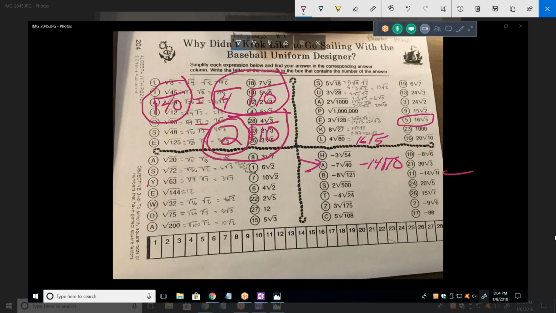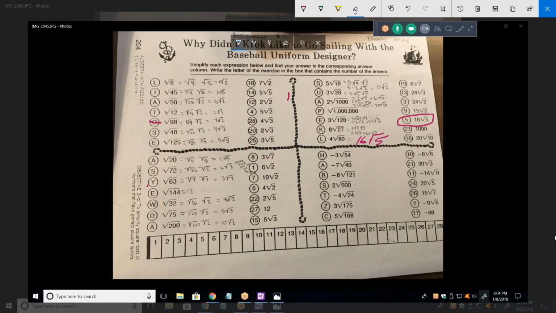Okay, how about the next one? What about the square root of 121? Ooh. Um, this is one you might not know, but it's worth knowing.